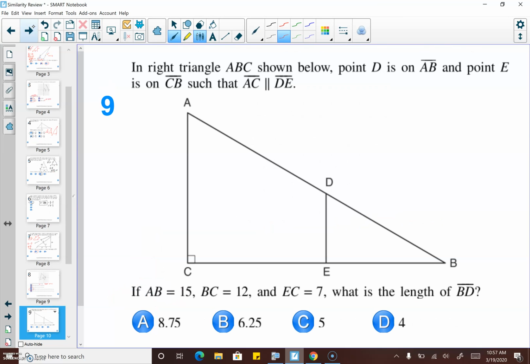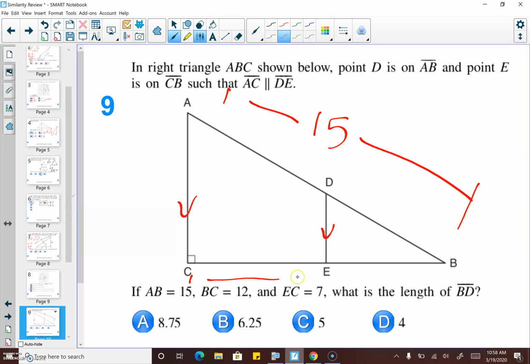Number 9, in the right triangle ABC shown below, point D is on AB such that point E is on CB such that their two sides are parallel. So again, that parallel really just tells us we're going to set up a proportion. So if AB is 15, BC is 12, and EC is 7, what's the length of BD?